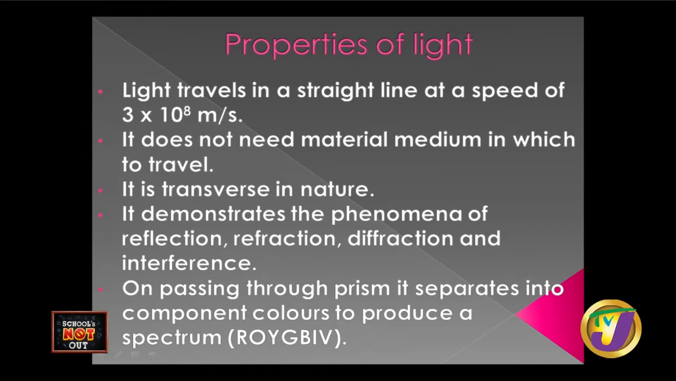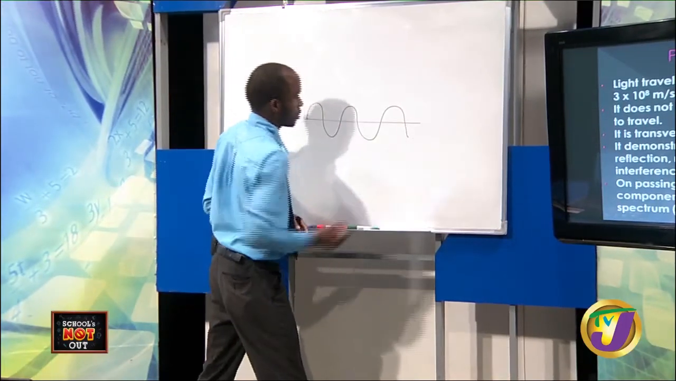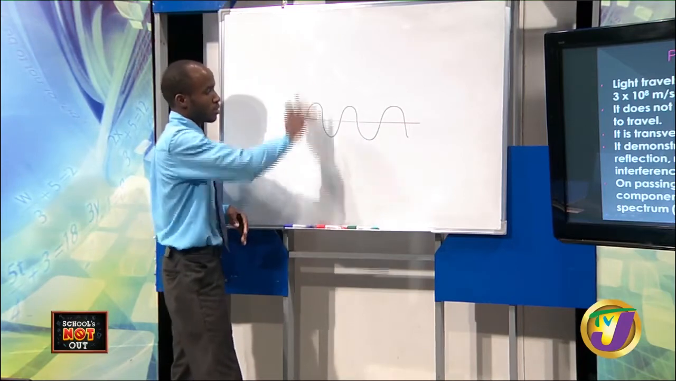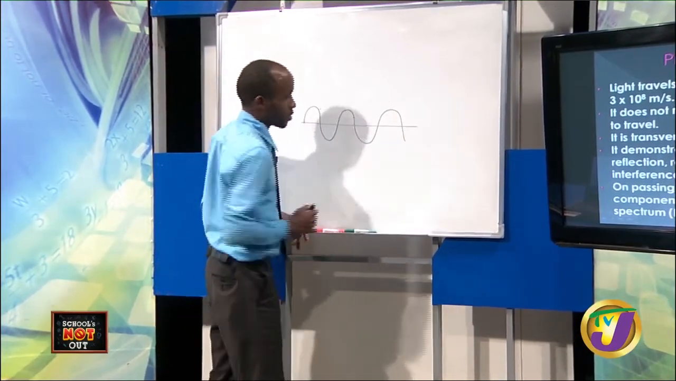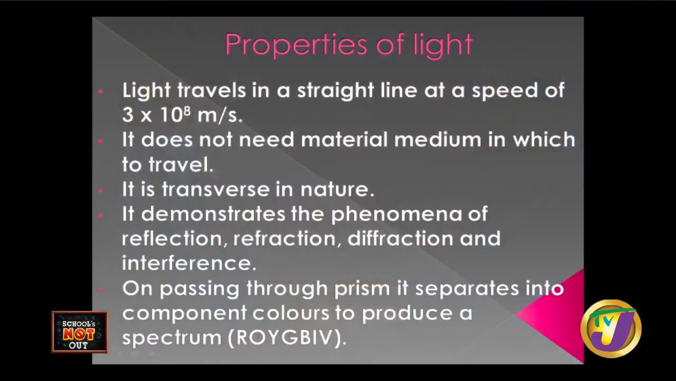It's transverse in nature. Transverse meaning, for persons who are aware of the wave profile, that's a transverse wave. Particles move up and down as the wave travels across. The other one is longitudinal, but that's not light, so we're not concerned about that. It demonstrates the phenomena, big word, of reflection, refraction, diffraction, and interference. So we're going to look at the first two. This lesson doesn't look at the last two.